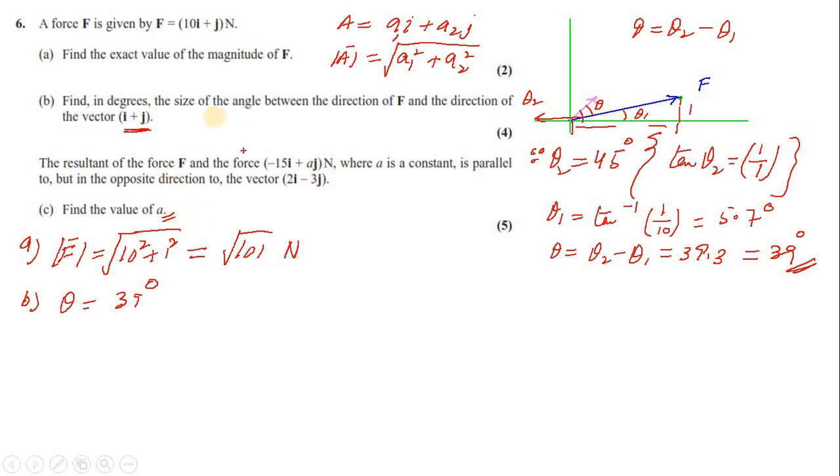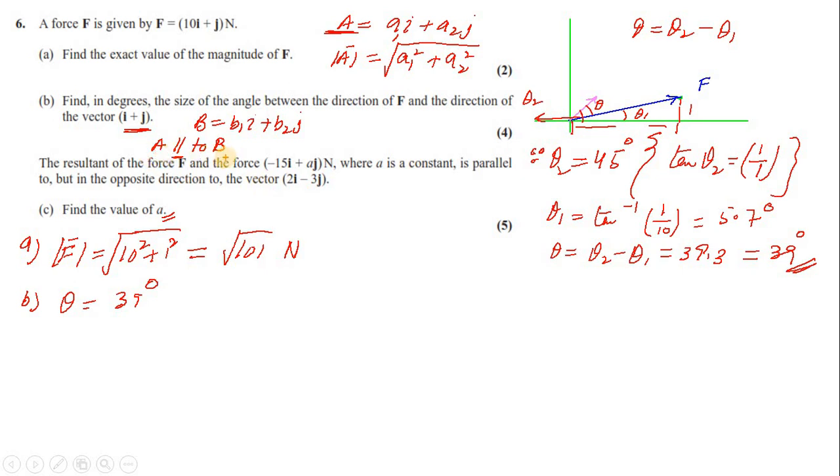So here's the idea. Suppose a vector A is A1I plus A2J. This is one vector, and I'm taking another vector just for your understanding, vector B, B1I plus B2J. If I say these two vectors are parallel, A parallel to B, this is the symbol for parallel.